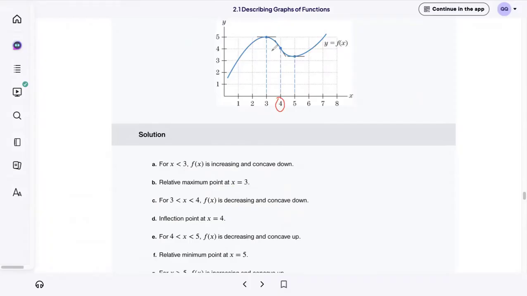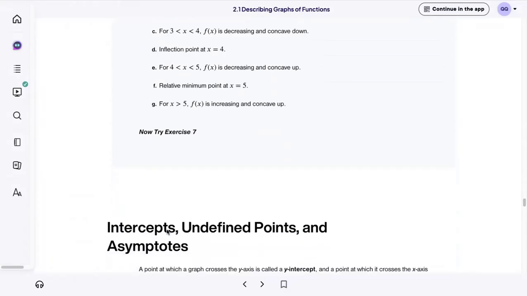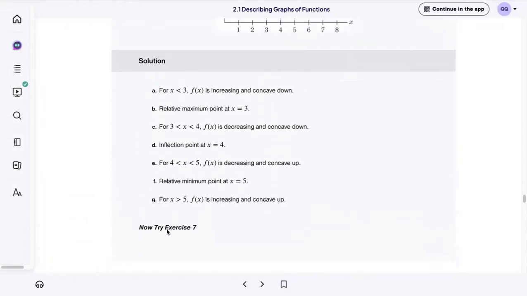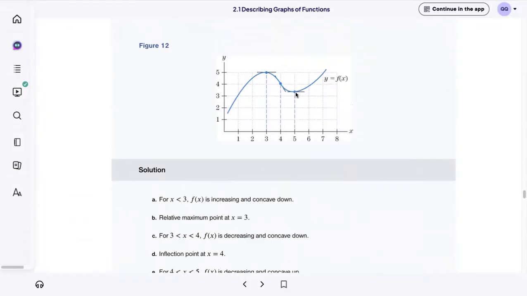You see x equals 4 is here, right? It is an inflection point. It changes from concave down to concave up. But x equals 5, so those two points are critical points. x equals 4 is an inflection point. From 4 to 5, what happens? From 4 to 5 it is concave up, but a decreasing function. And there is a relative minimum at 5, right? Critical point. For x greater than 5, from this moment on the function is concave up and increasing.